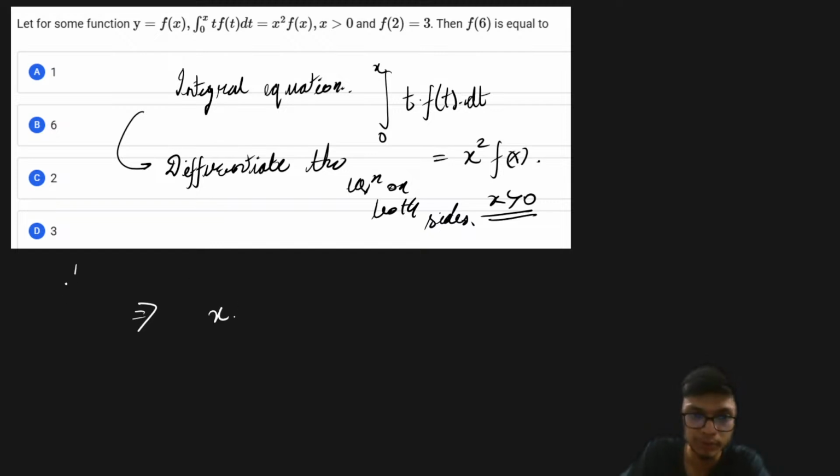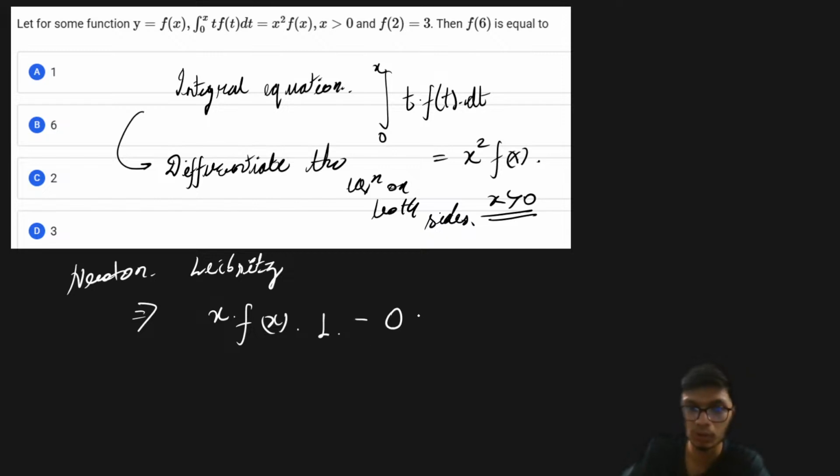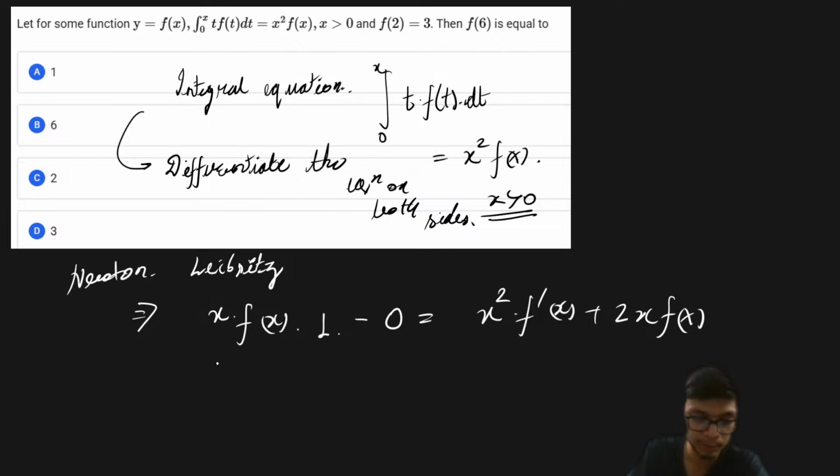I am just going to use the Newton-Leibniz rule. I hope you recall the Newton-Leibniz rule from the application of derivatives part, right? So that is basically going to be x into f of x into 1, where 1 is because of the differentiation of x, minus 0, is equal to x square into f dash of x plus 2x into f of x, right? That is going to be the required differential equation.